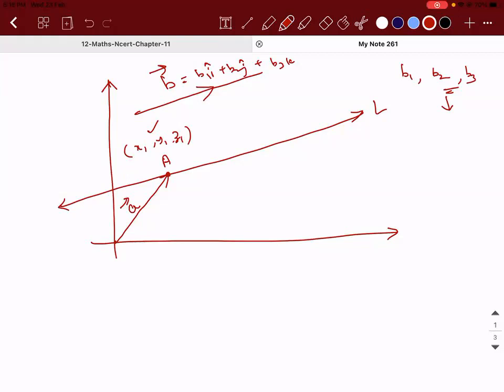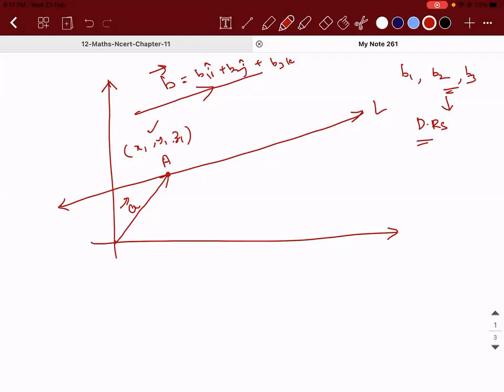If you have this clarity, it is more than sufficient. Think and tell me. b1, b2, and b3 are the coefficients of i cap, j cap, and k cap. Are they the direction cosines or direction ratios? Ratio, no? Is it a guess or a sure shot answer? Guess. Guess, but your guess is right. They're the direction ratios.